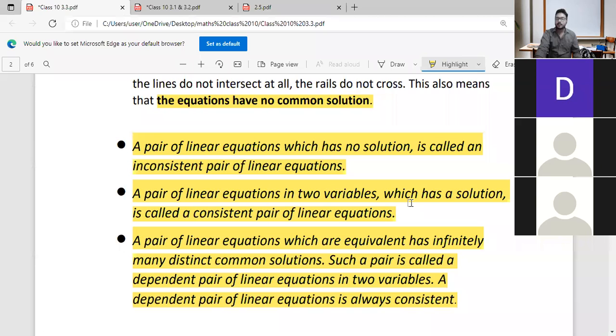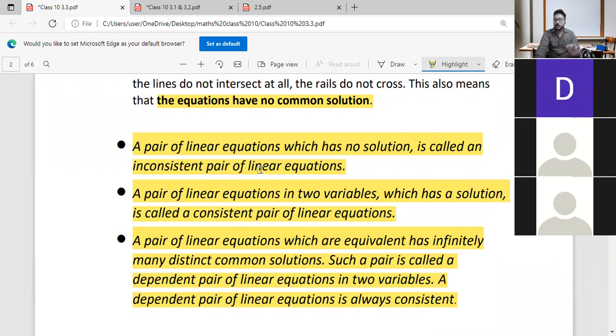Let me tell you, when can we say a pair of linear equations is consistent or not? We can say a pair of linear equations is consistent if it has a solution, at least one solution. And if it has infinitely many solutions, then we can say that it is a dependent pair of linear equations. And if it has no solution at all, then we can say that it is inconsistent. Am I clear to you? Yes, sir.